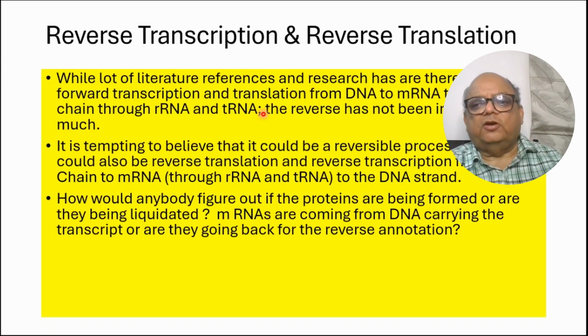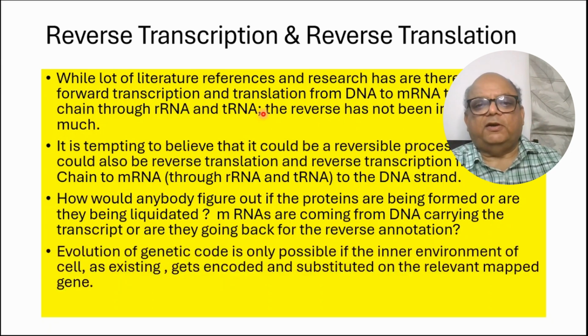Evolution of genetic code is only possible if the inner environment of cell as existing gets encoded and substituted on the relevant mapped gene only. So just by jiggling it, some information will diffuse through at random through the mitotic spindle, through the dynamics of cell division. Some strands can get accidentally changed. No, it cannot be such an accidental process. It has to be much more regular, streamlined, proper process. Okay.